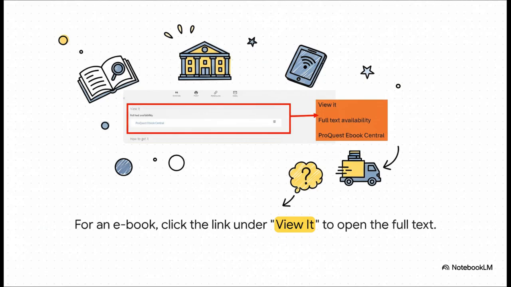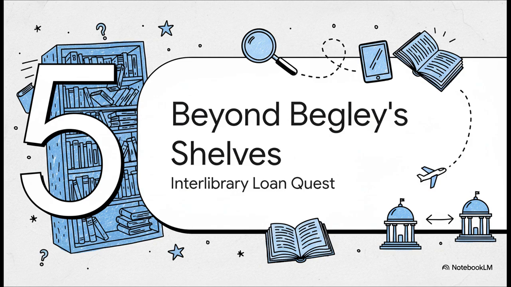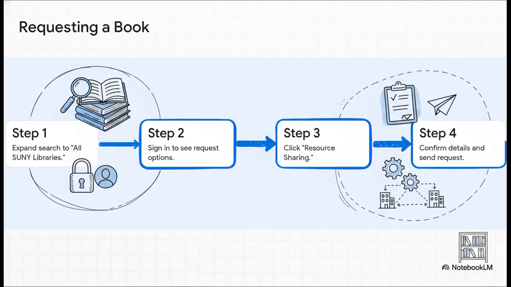Super simple. But what happens if Begley doesn't have the book you're looking for? Don't panic. The quest isn't over. It just means it's time for a little side quest, using something called interlibrary loan. Basically, this lets you borrow books from other libraries all across the state. It's just a few simple steps. Expand your search, sign in, and send the request. Let's walk through it together.